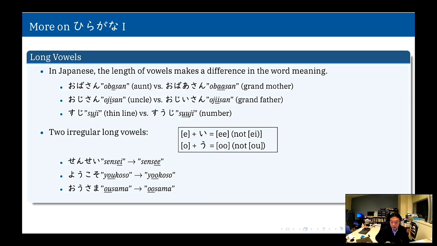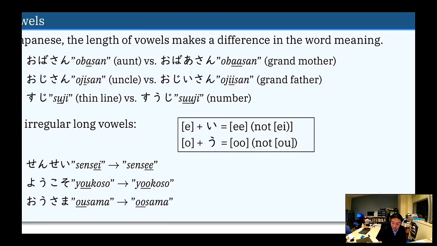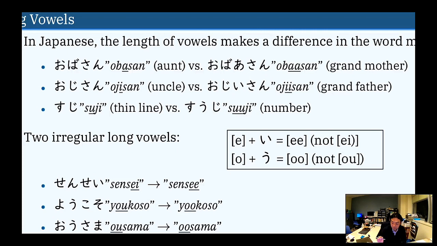Sometimes some vowels are said only one time, one moment. Sometimes some vowels are pronounced for multiple moments. It's longer. And if it's longer, it makes a difference sometimes. Not always, but sometimes. Probably it's easier to start with an example.